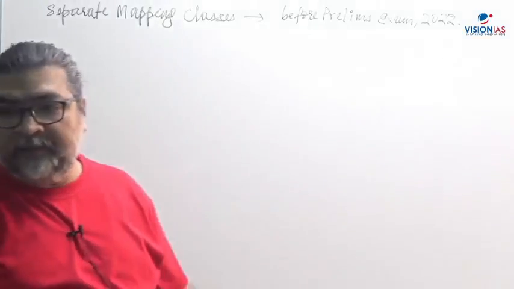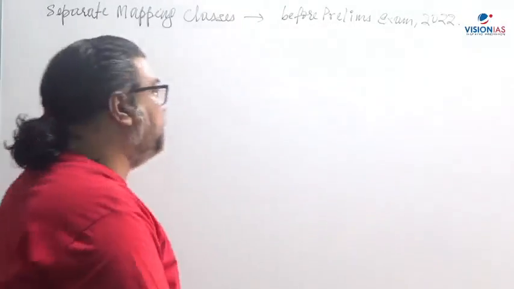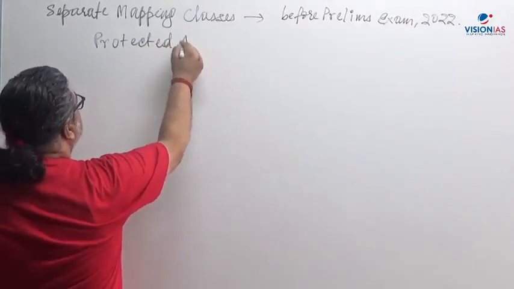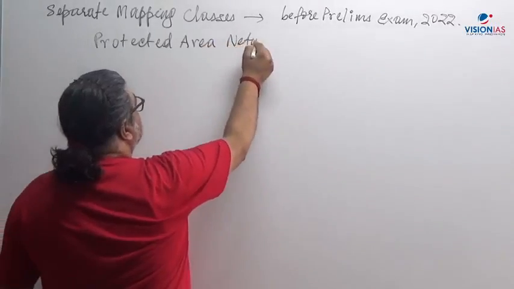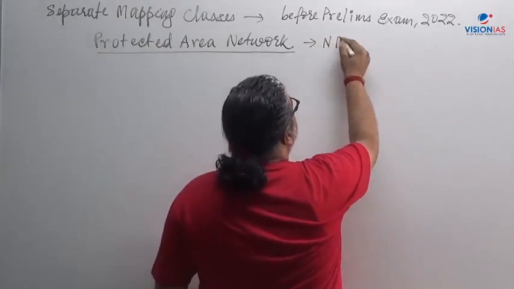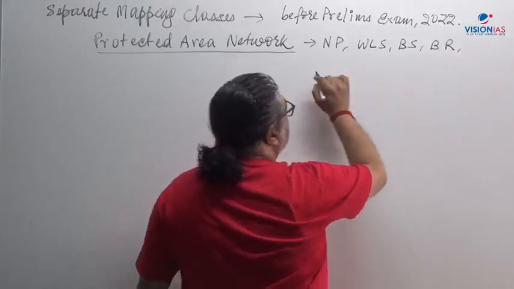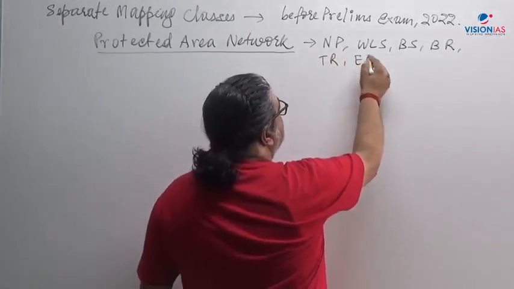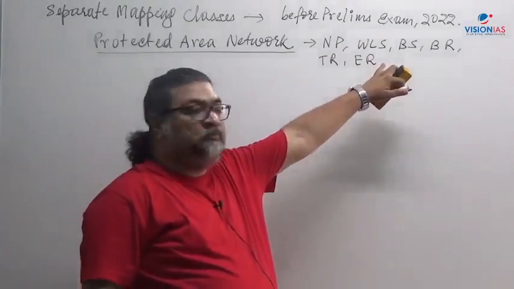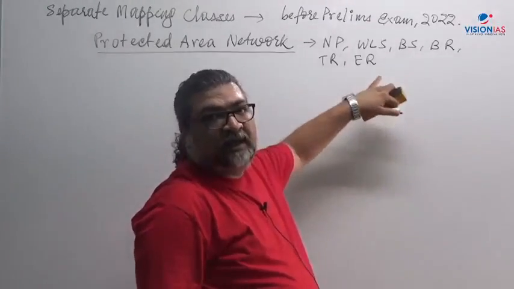Though you will be getting separate mapping classes before the prelims exam, I am just giving you an idea that whenever you are reading about the protected area network, in terms of national parks, wildlife sanctuary or bird sanctuary or biosphere reserve, or tiger reserve, elephant reserve, NP is a national park, WLS is wildlife sanctuary, BS is bird sanctuary, BR is the biosphere reserve, TR is a tiger reserve, ER is elephant reserve.